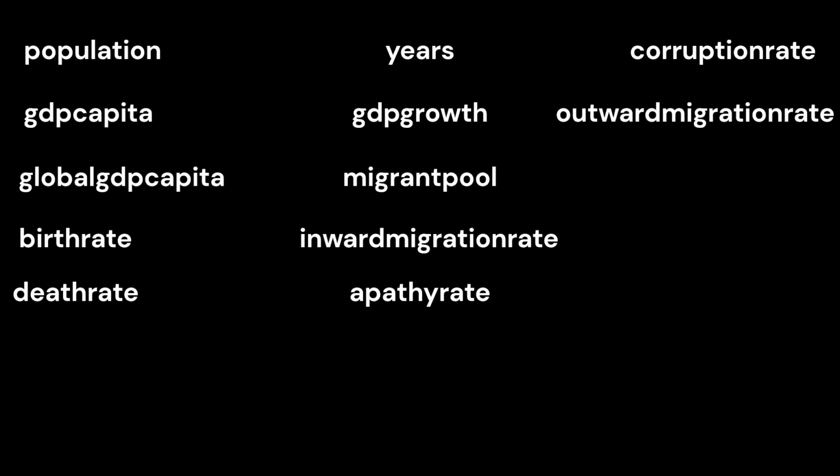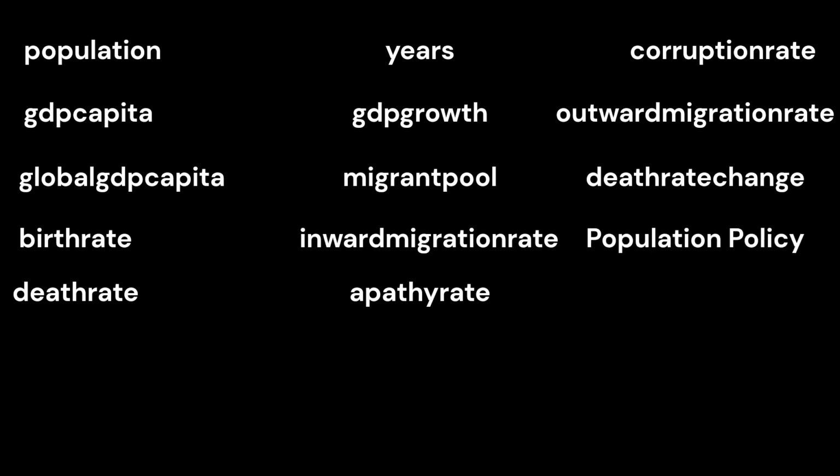Outward migration rate, the rate that people leave the country, based on 1 minus corruption rate, but is minimized at 0 in case the corruption rate is over 1. Death rate change, an exponential decay function based on GDP per capita, showing a decline in death rates over time. This will decline faster than birth rates. Population policy, an event that has a 1% chance of occurring each year, which will increase birth rates by 5. Natural disaster, 1% chance of occurring, death rate increases by 10.